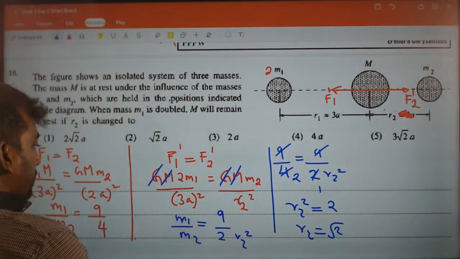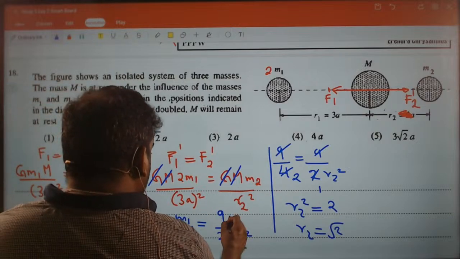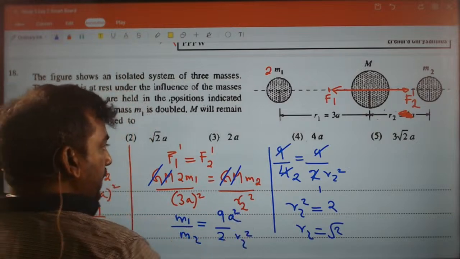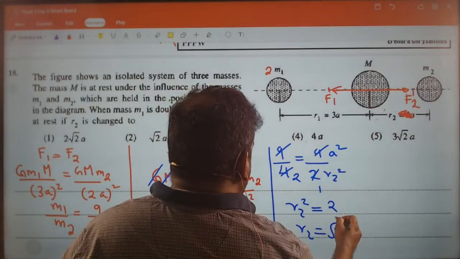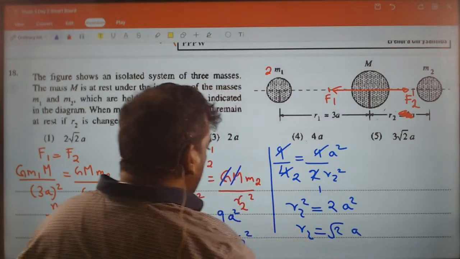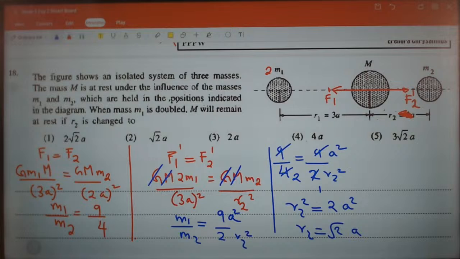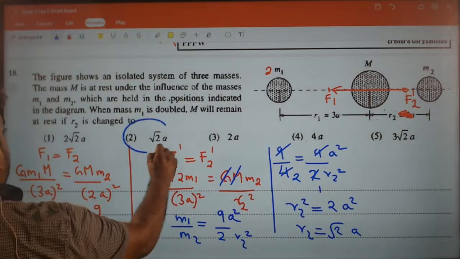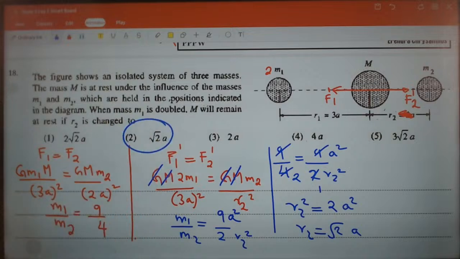The A will come, no? Here the A also will come. 9A squared, so R2 is equal to root 2 A. R2 equals root 2 A means correct answer is answer number 2. Simple work.